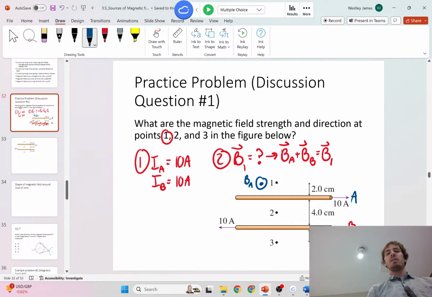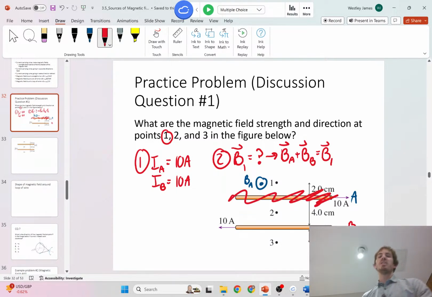Okay. Now we cover up the other one. What is the direction of the magnetic field due to a current carrying wire? The current is going to the left. My point is above it. What's the direction of the magnetic field above a wire that carries current to the left? Your thumb points to the left. My point is above it. Into the page. Yeah. How can we ignore A if it's in between A and B?